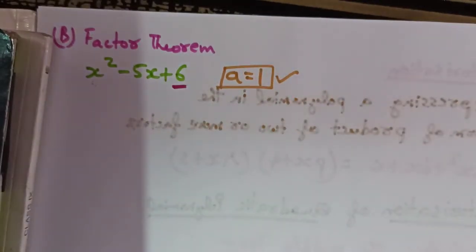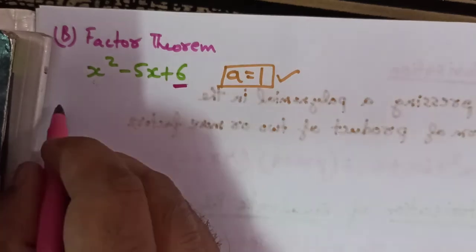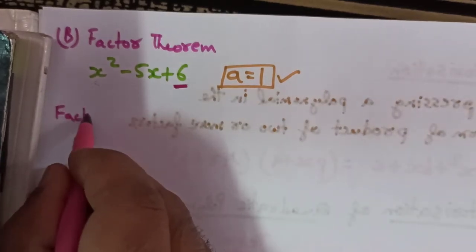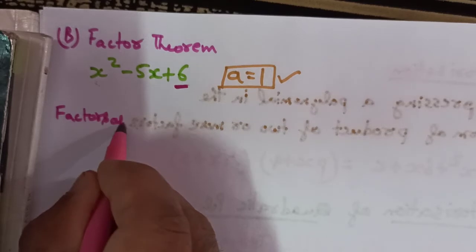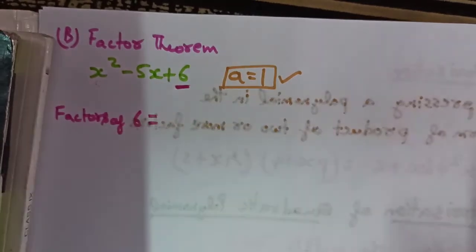Now we will see what the constant term is. The constant term here is 6. So we will find out the factors of the constant term, the factors of 6. In your junior classes you must have done finding out the factors of any number. Okay, all factors of any number.